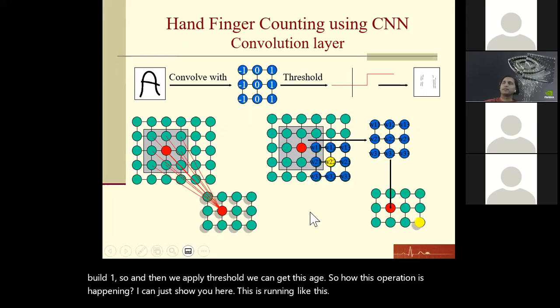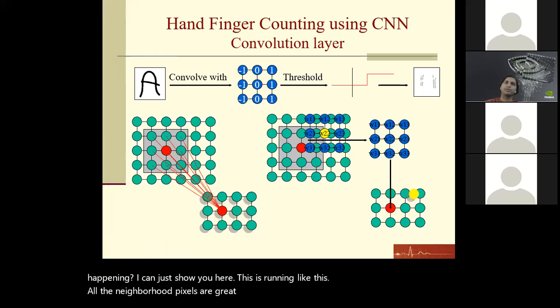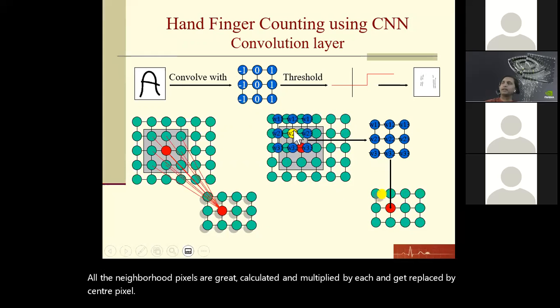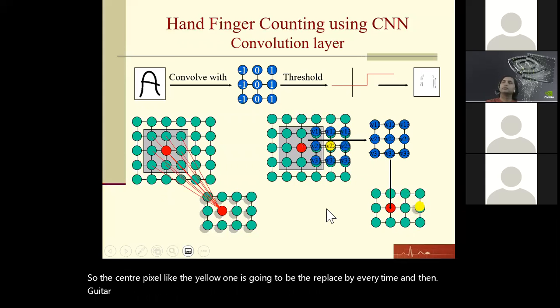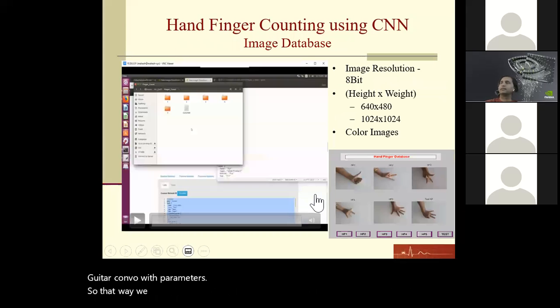All the neighborhood pixels are calculated and multiplied by each, and the result replaces the center pixel. So the center pixel, like the yellow one, is replaced every time, and then we get the convolution parameters. So that way we can extract the lines.